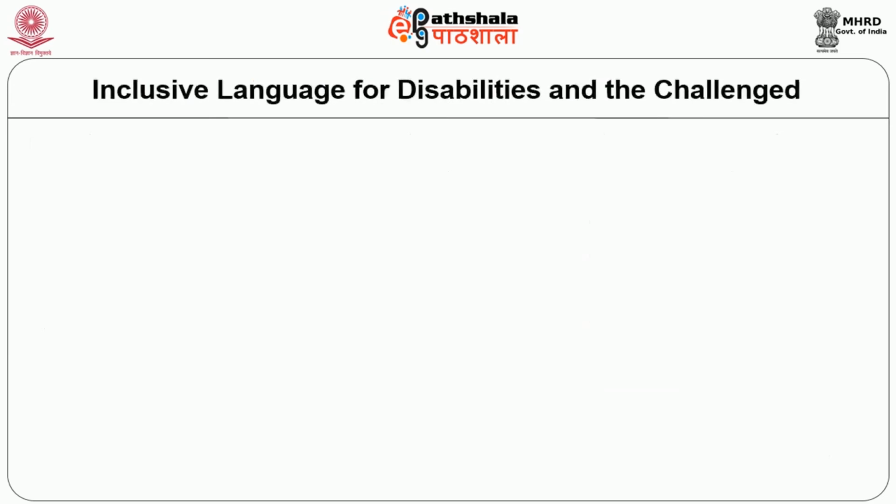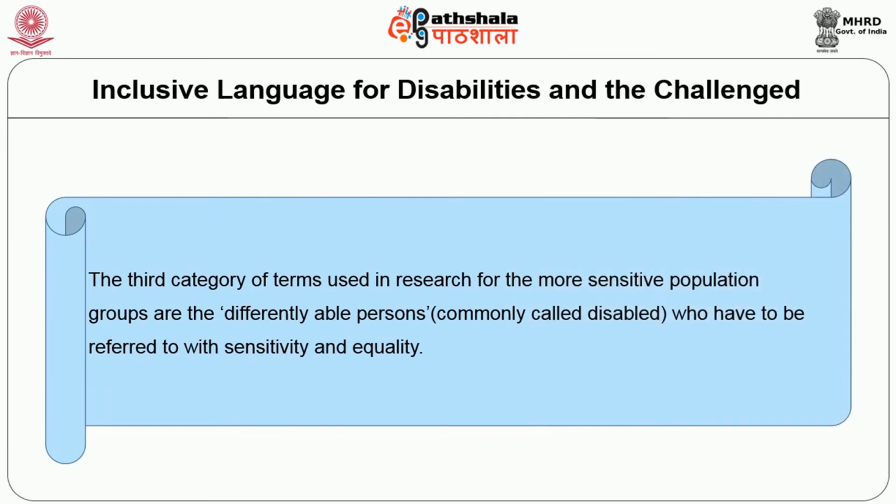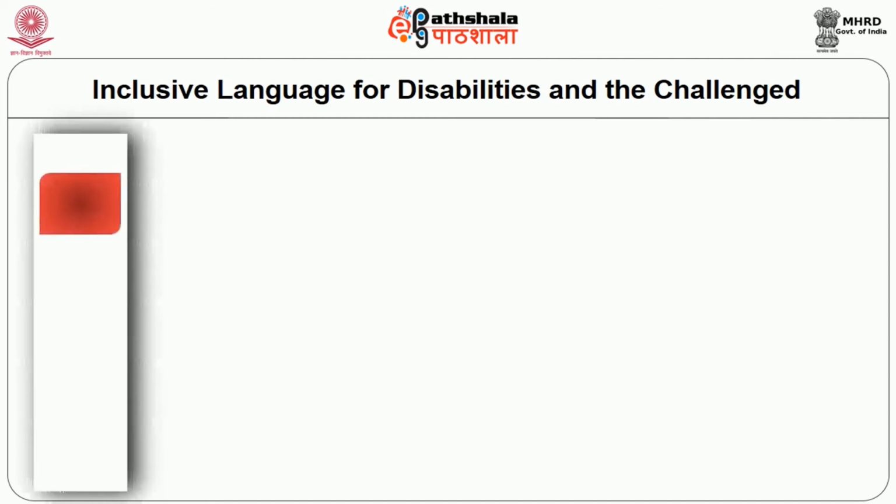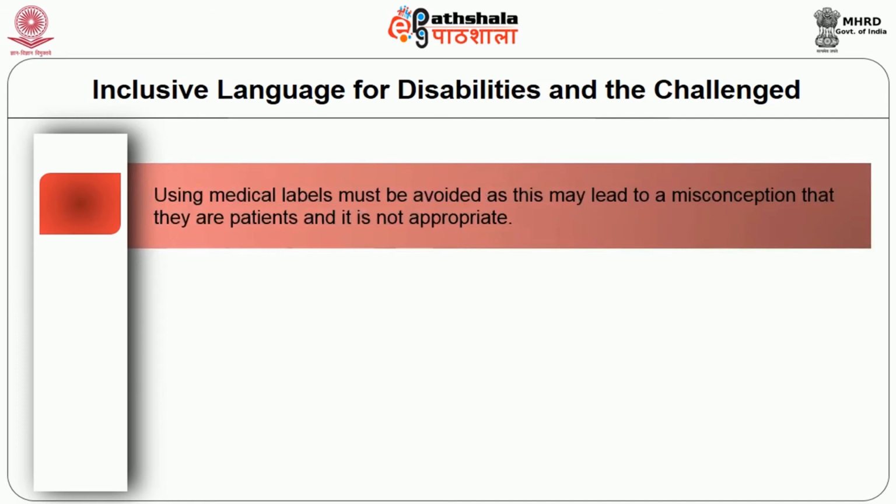Now coming to the inclusive language used for disabilities and challenged people. This is the third category of terms used in research for the more sensitive population groups that are differently abled persons, commonly called disabled, and they have to be referred to with sensitivity and equality. According to the British Sociological Association, the following are the precautions when we are referring to them. Using medical labels must be avoided as this may lead to a misconception that they are patients, and it is not appropriate.